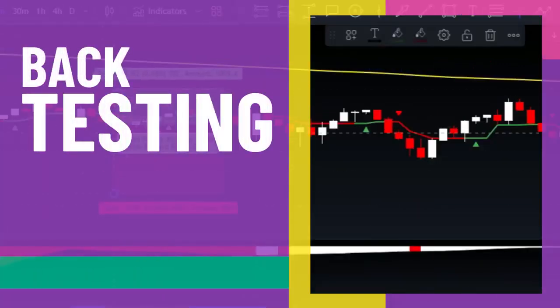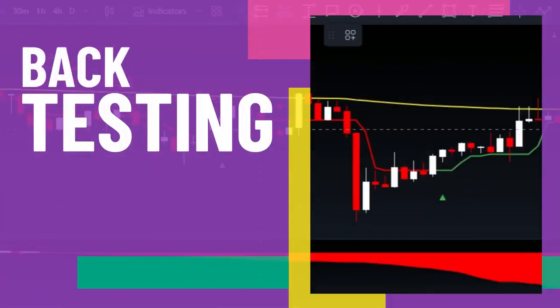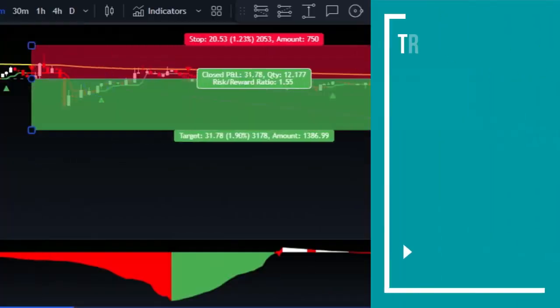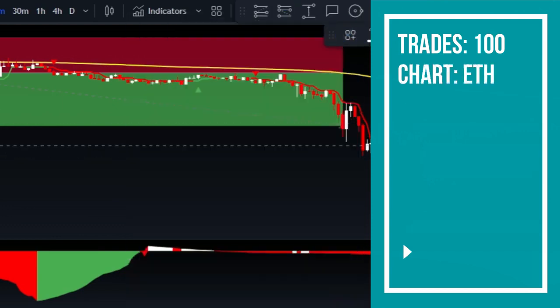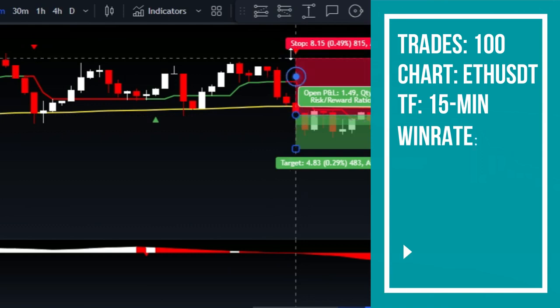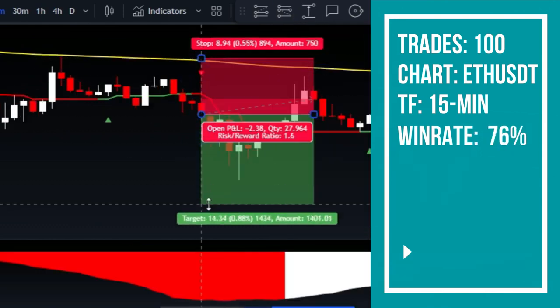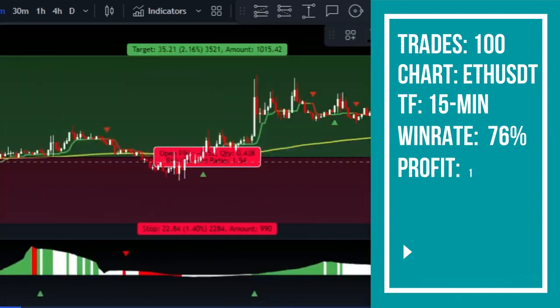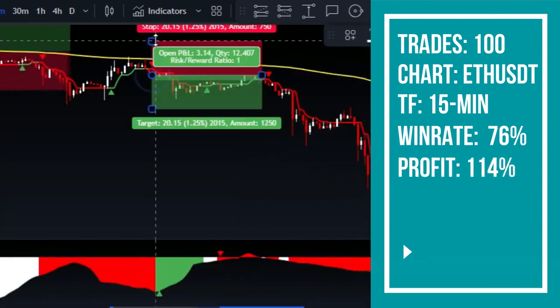Now that you grasp the ins and outs of this strategy, let's dive into the outcome of our backtesting. So after running 100 trades on the Ethereum chart with a 15-minute time frame, our win rate was an impressive 76%. To put it in perspective, we secured a remarkable 114% profit from those 100 trades.